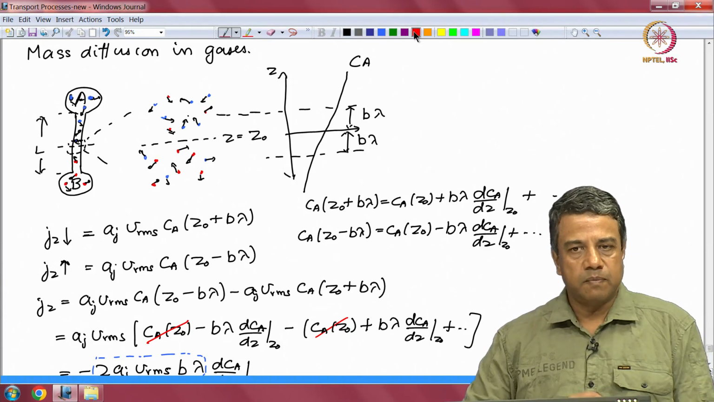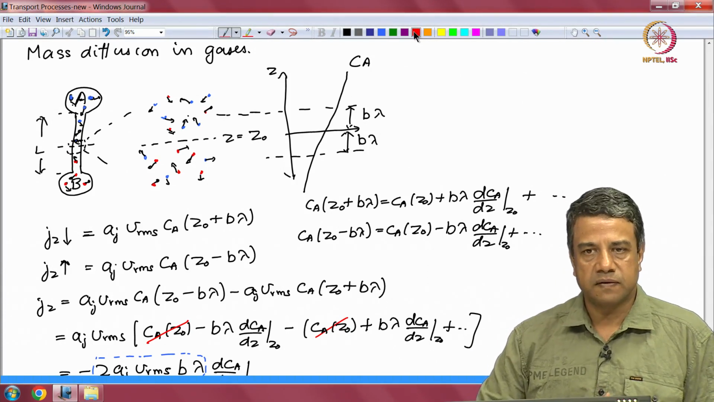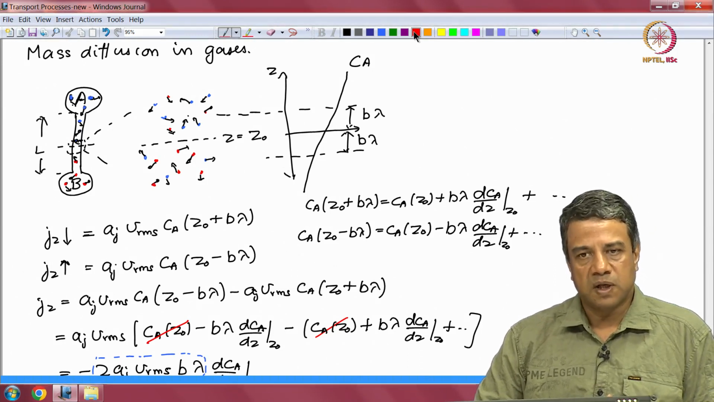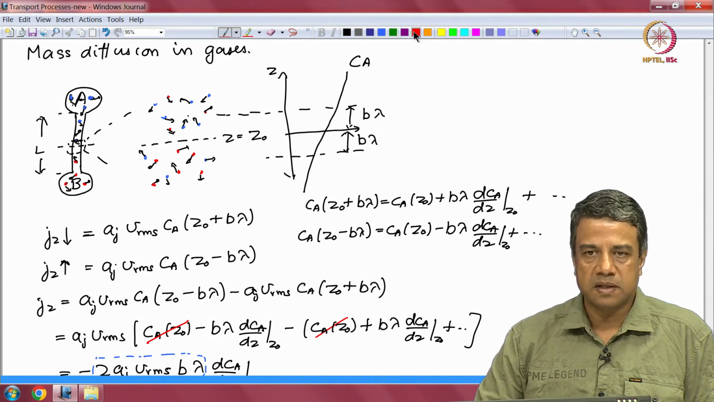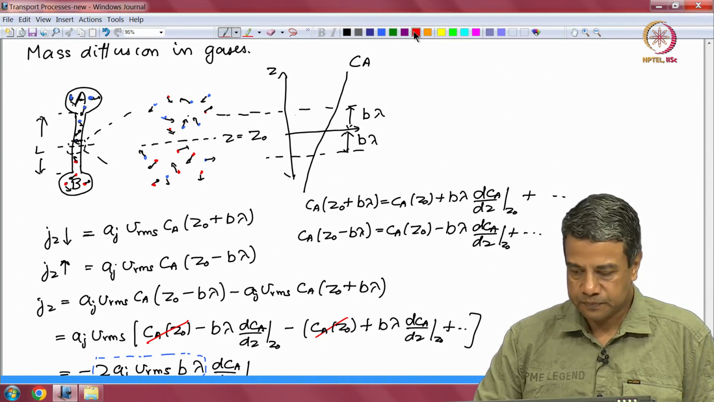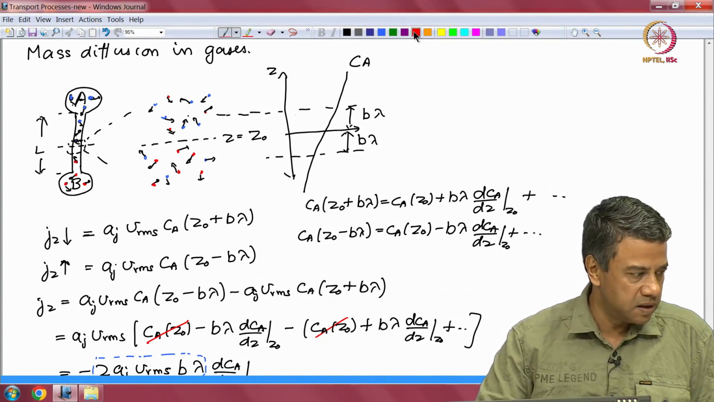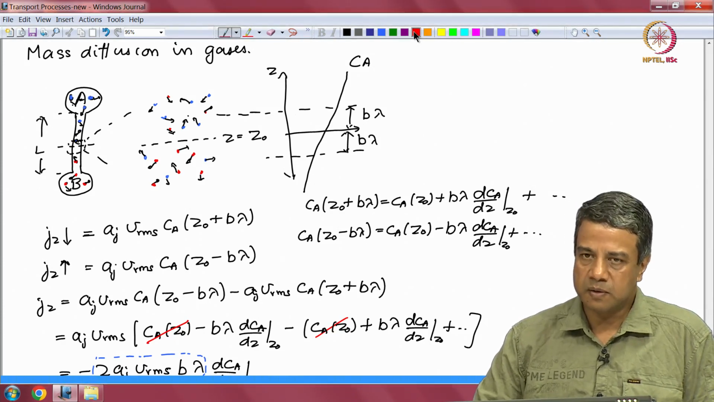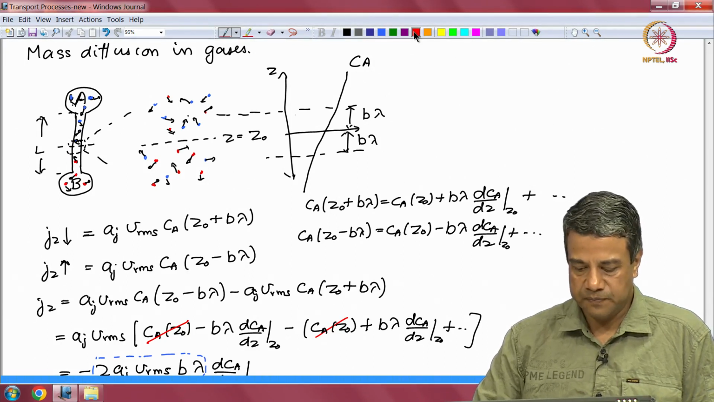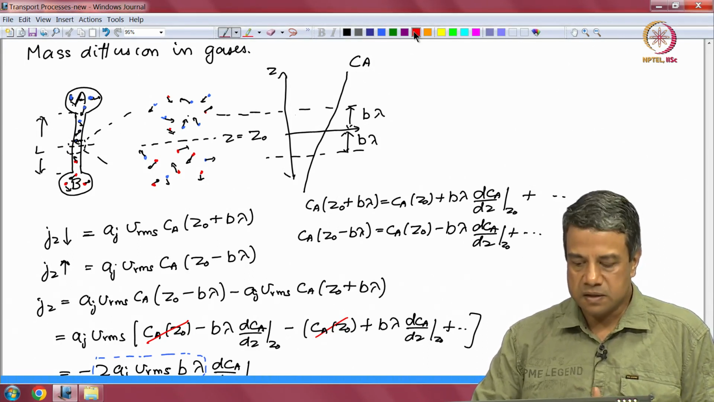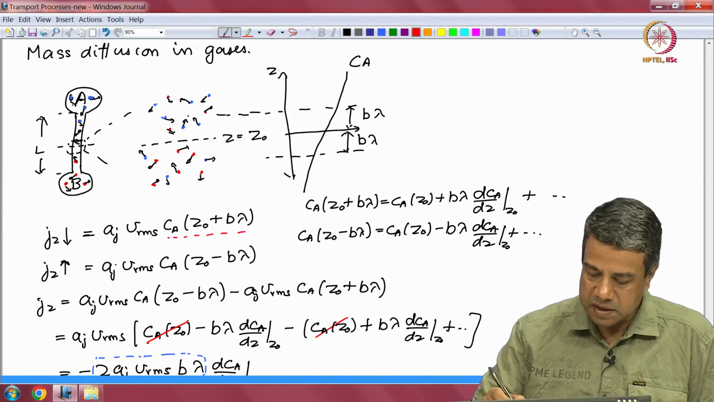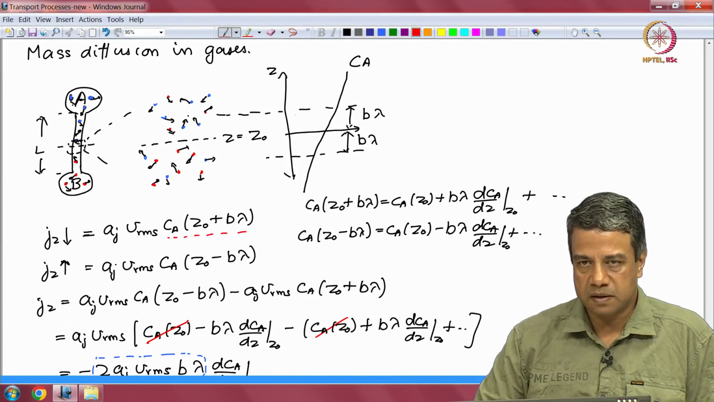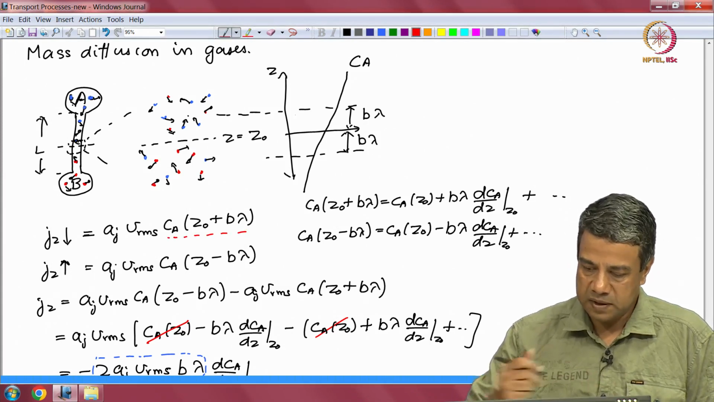The molecules coming from above to below the surface come from a distance b lambda above the surface on average, where b is a constant factor and lambda is the mean free path, the distance between intermolecular interactions. That is the microscopic scale in kinetic theory of gases. So, the molecules coming from above to below come from approximately a mean free path above the surface. At that location, the concentration is C A at Z naught plus b lambda, if the surface is at Z naught.